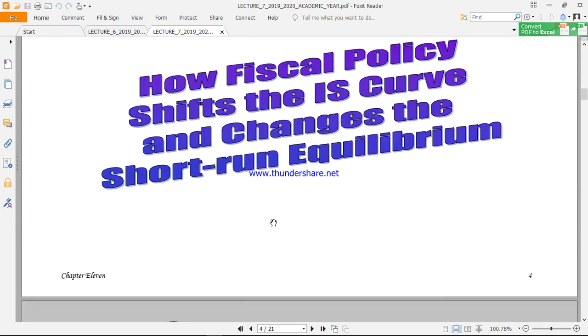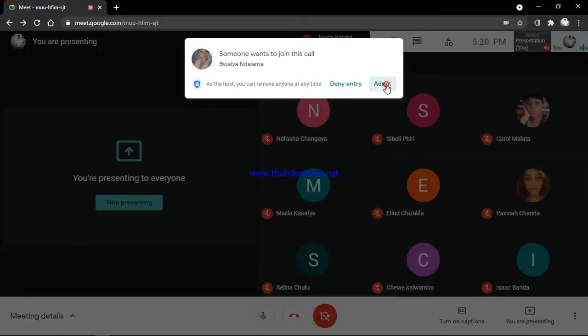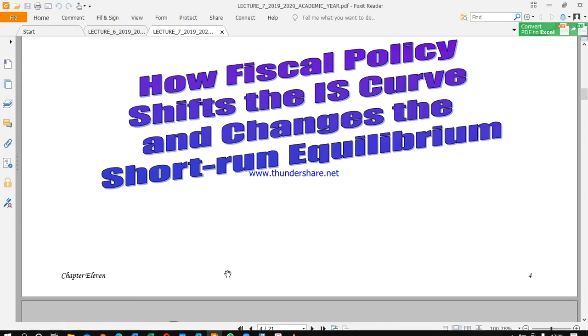So now, today, what we want to understand is how fiscal policy shifts the IS curve and changes the short-run equilibrium. But of course, our analysis today is going to be based on the short run and the long run. So we are going to combine these two time frames and look at the impact of fiscal policy in the short run and in the long run, like what happens when there are some fiscal policy changes. Possibly I'll be happy if we're able to relate this to what is happening now here in our own economy.